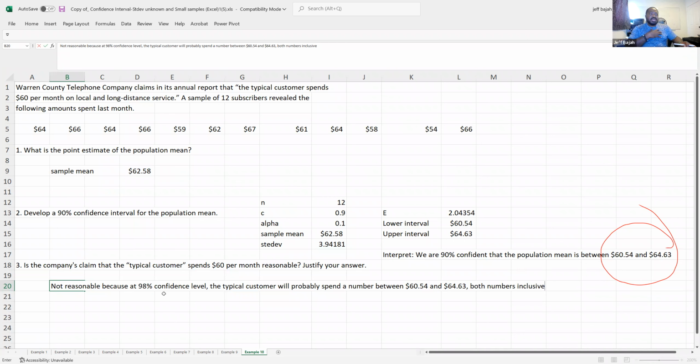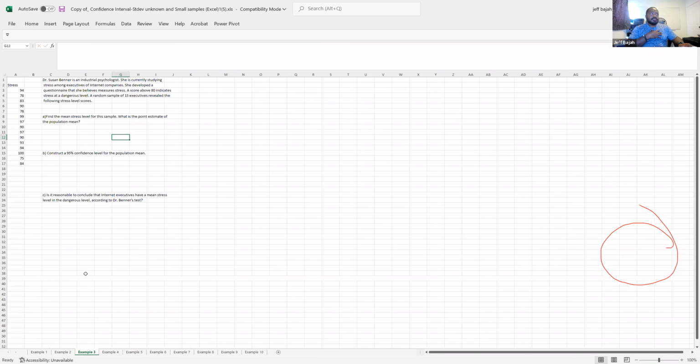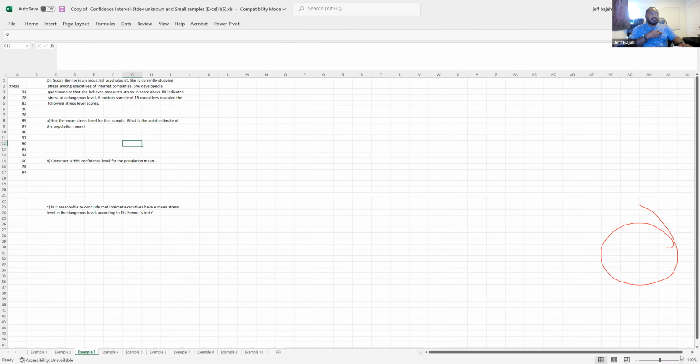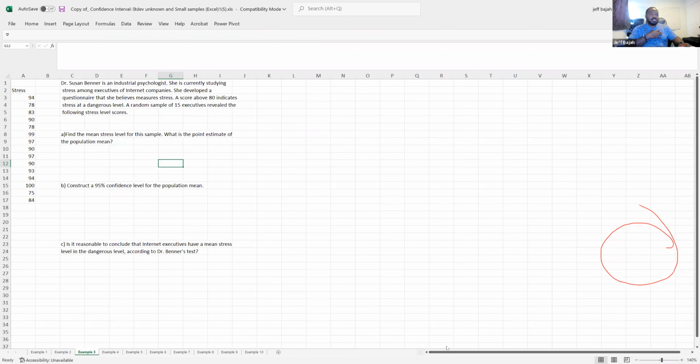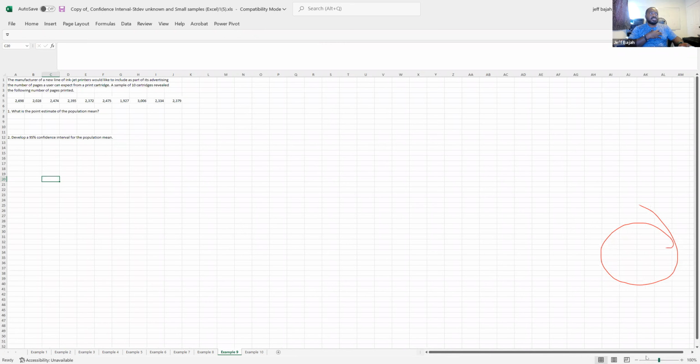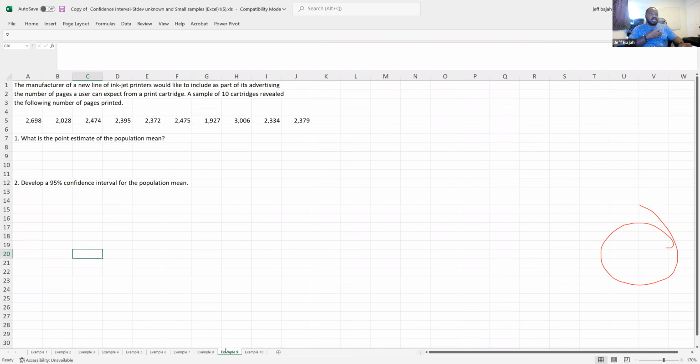Now, based on this, what I want you to try for extra credit for this week is question 3 and question 9. Both questions are good questions that test your understanding of the concepts. And I hope that you are able to try these ones and see how good you are with confidence intervals.